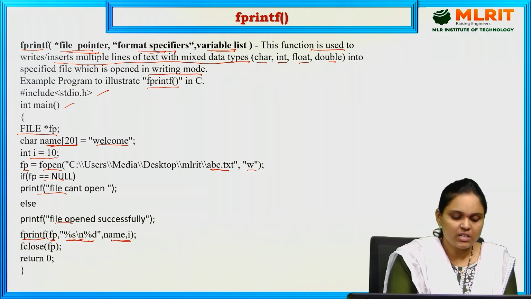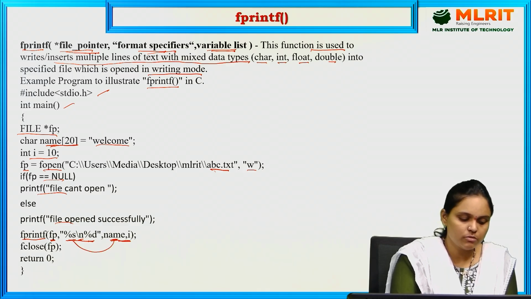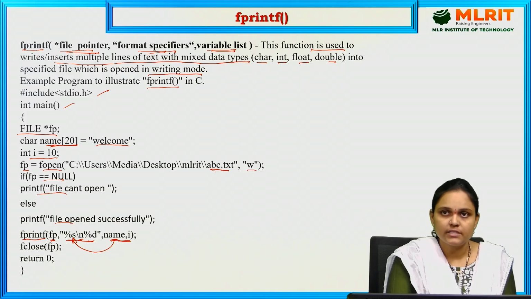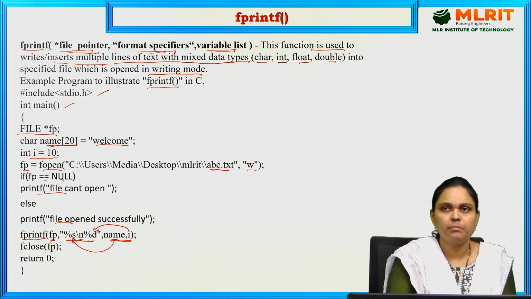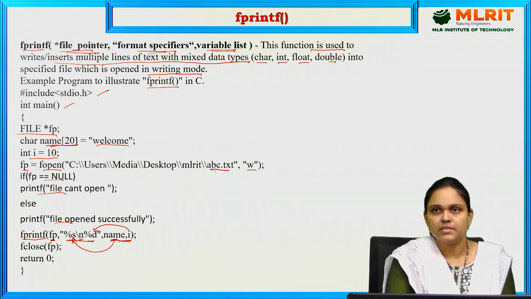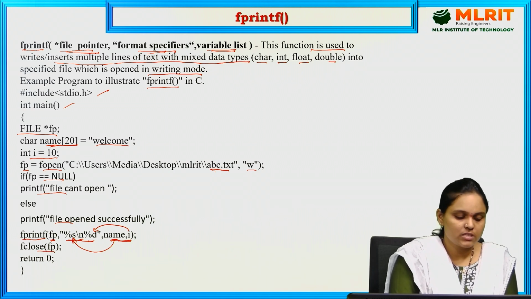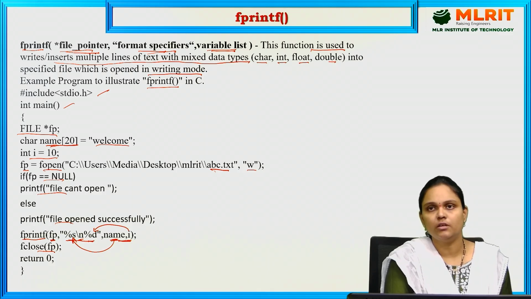And this is nothing but the variable list. The variable list is this name. The value of this name is welcome. So welcome will be treated by using this percent s string, and i is nothing but an integer data that will be placed in the place of this percent d. And next, by using this fclose, we are closing that particular file.